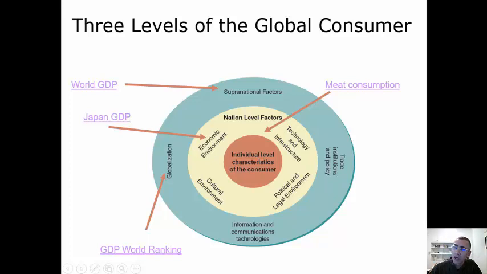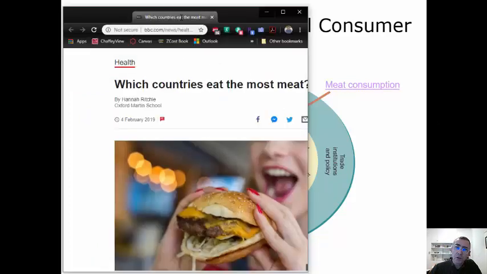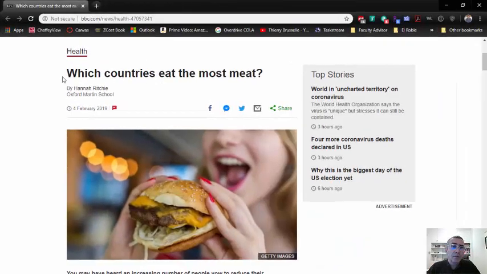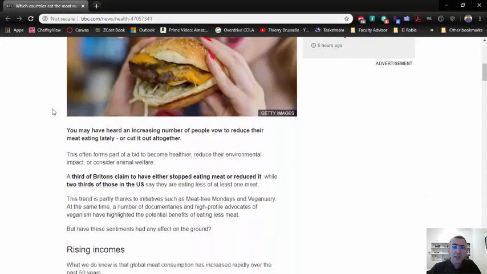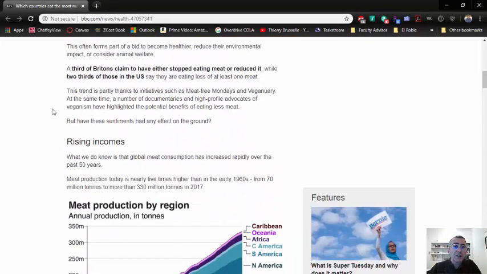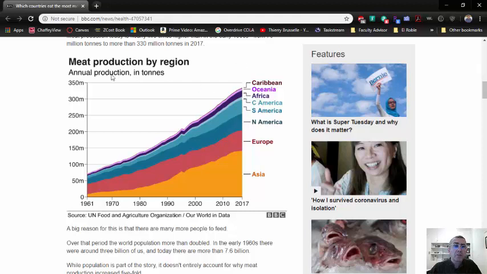Some cultures are big on meat, right? And so what I did is I wanted to show you this here, which is which countries eat the most meat. This is February of 2019. So there's a little bit of a ranking here letting you know by region, right? For meat production, Asia now is one of the largest producers of meat in the world. And then Europe, and then you can see North America, of course, we definitely are a large producer of meat, but not compared to Asia.